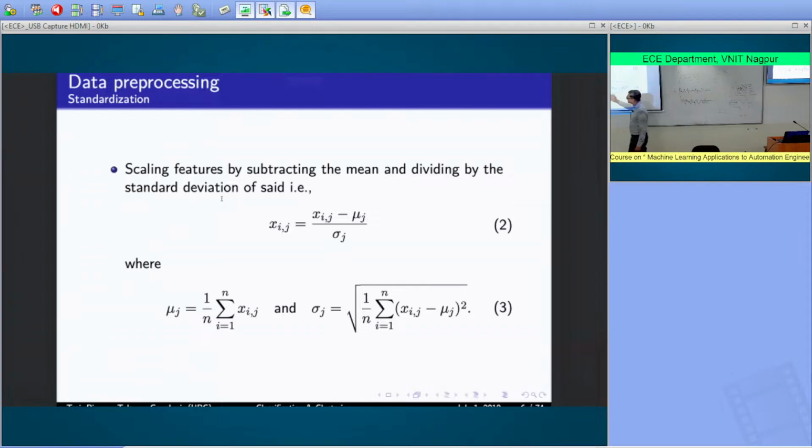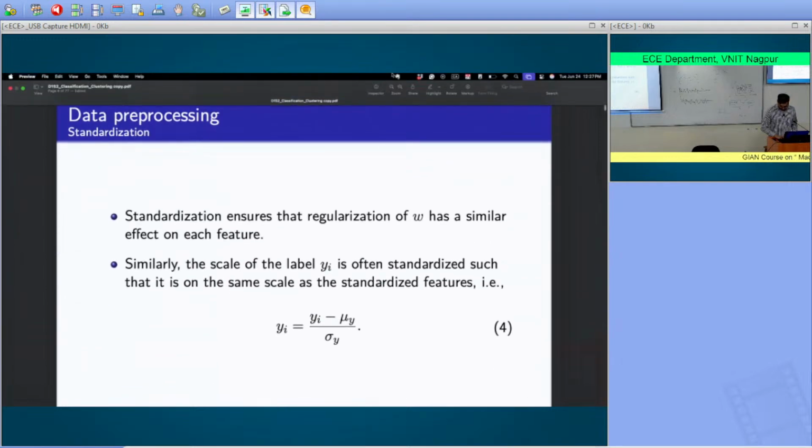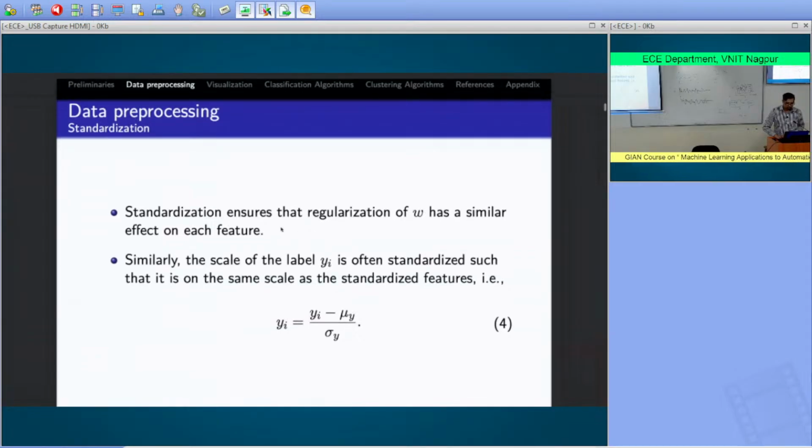I'm sure you understand this. This is basically the mean. We use ij to represent different elements in the X matrix. i corresponds to the ith row, j corresponds to the jth column, and this is essentially the formula for standard deviation. As I mentioned, standardization ensures that regularization of W has a similar effect on each feature. Similarly, the scale of the label yi is often standardized such that it's on the same scale as the standardized features. So just like how we standardize inputs, we also might want to standardize the outputs: remove their means, divide their values by the standard deviation.